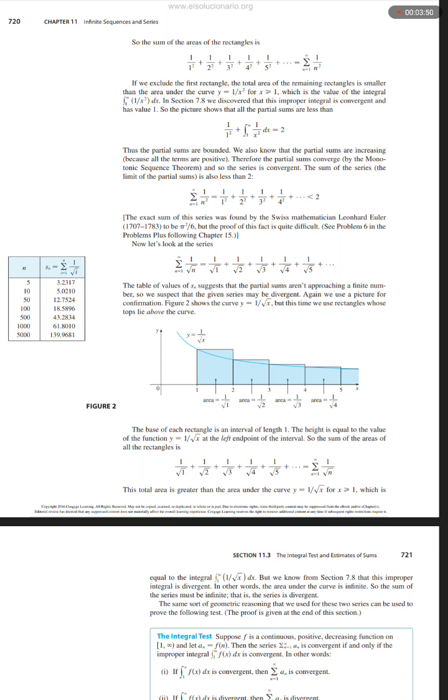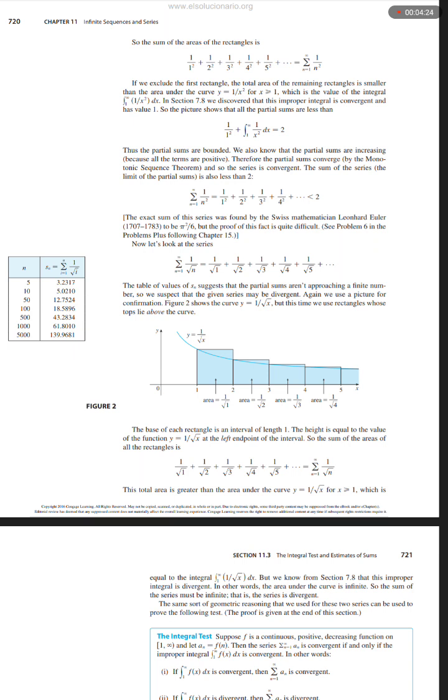The sum of the series, the limit of the partial sums, is also less than 2. The sum from n equals 1 to infinity of 1 over n squared equals 1 over 1 squared plus 1 over 2 squared plus 1 over 3 squared, and so forth, is less than 2. The exact sum of the series was found by the Swiss mathematician Leonhard Euler, 1707 to 1783, to be pi squared over 6, but the proof of this fact is quite difficult. See problem 6 and the Problems Plus section following chapter 15.